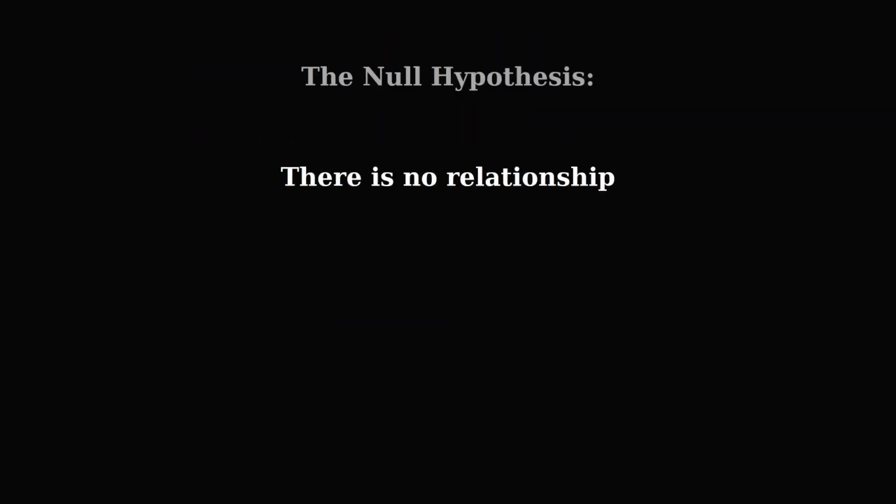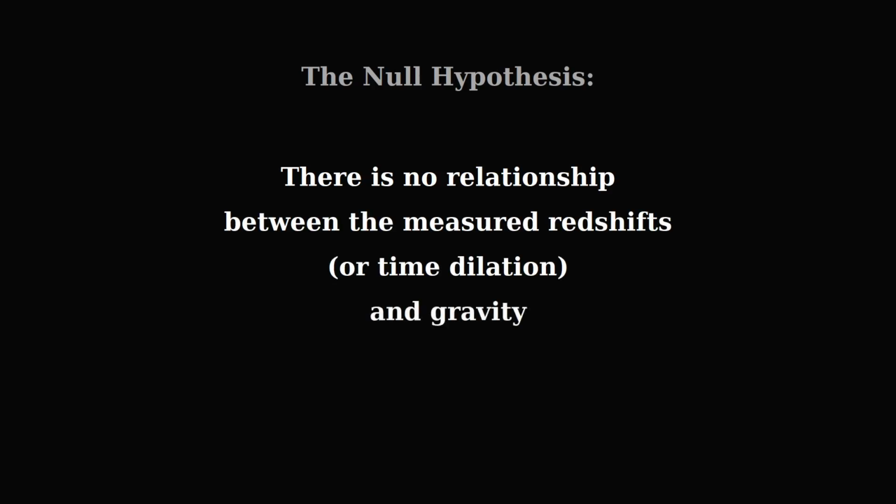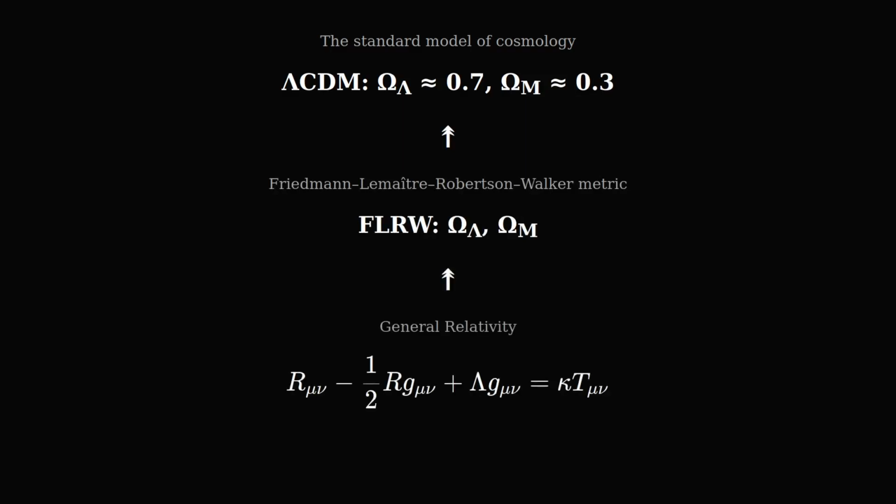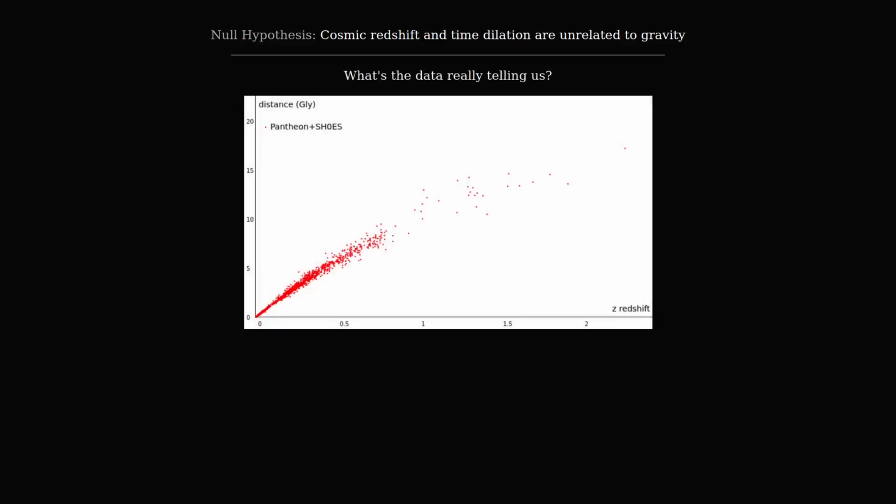Consider the null hypothesis. There is no relationship between the measured redshifts, or time dilation, and gravity. Lambda CDM is what's known as an FLRW model named after these fellas, and this is based on general relativity, which is a theory of gravity. So let's assume that cosmic redshift and time dilation are unrelated to gravity. What's the data really telling us? Well, each dot is a supernova, and its z is its time dilation, how much its time is measured to be stretched out.